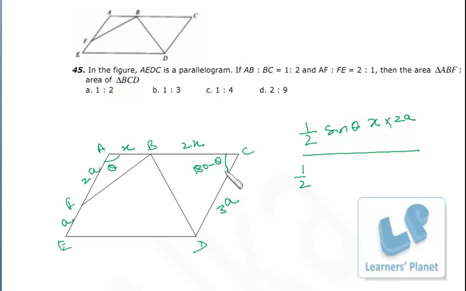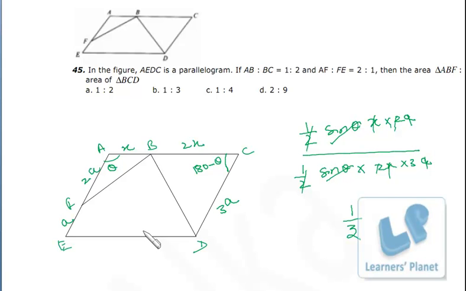Okay, but knowledge of trigonometry is required, so you can solve the problem in just seconds. Otherwise it will be a time consuming process. So sine 180 minus theta is nothing but sine theta, okay, into product of the sides, so that is 2x into 3a. Okay, sine theta cancels, half cancelled, a and a is cancelled, x and x is cancelled, 2 and 2 is cancelled. You are left with 1 is to 3.